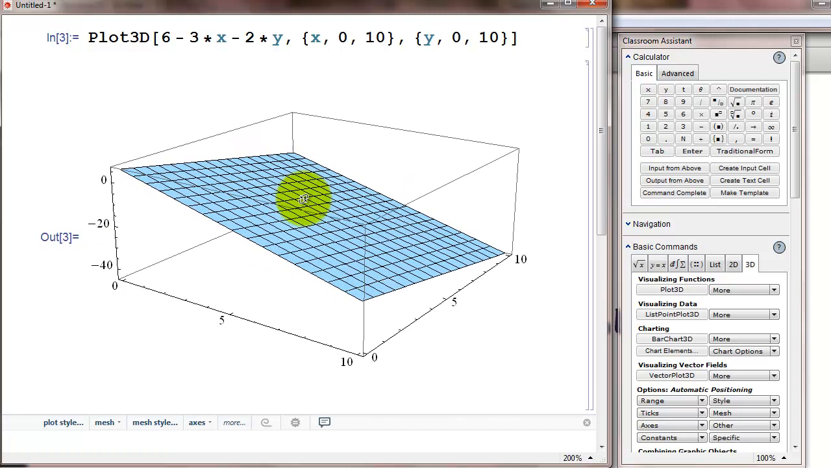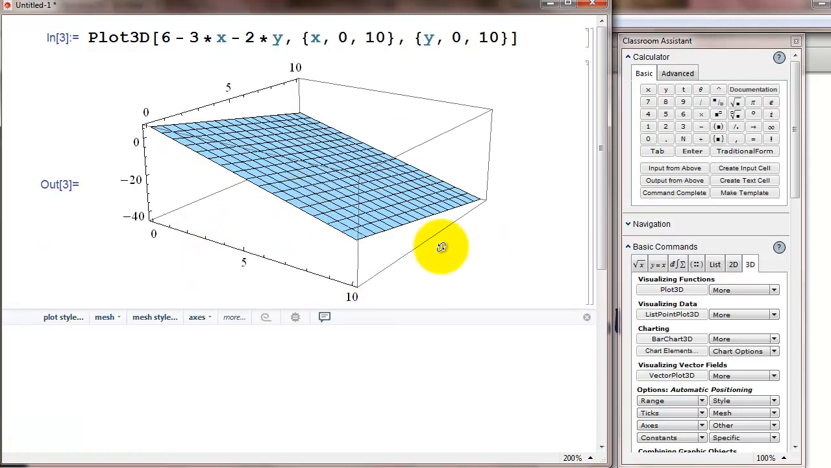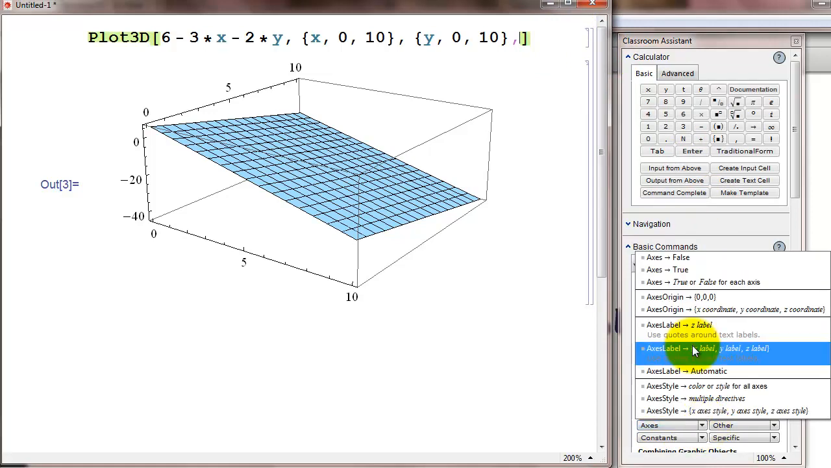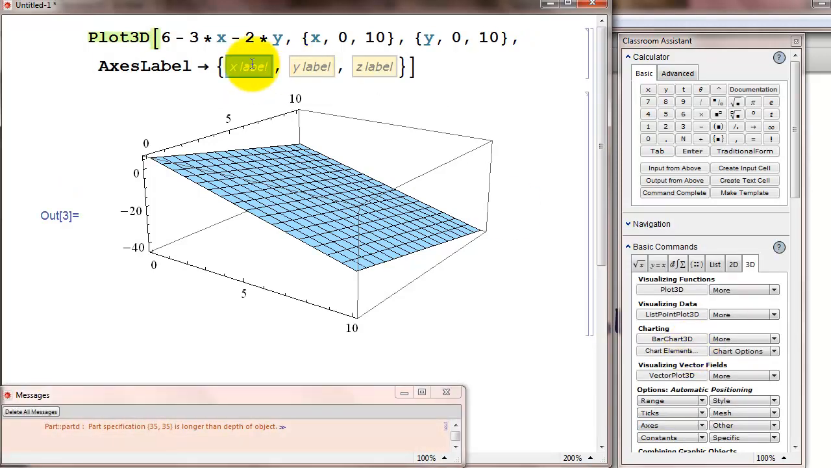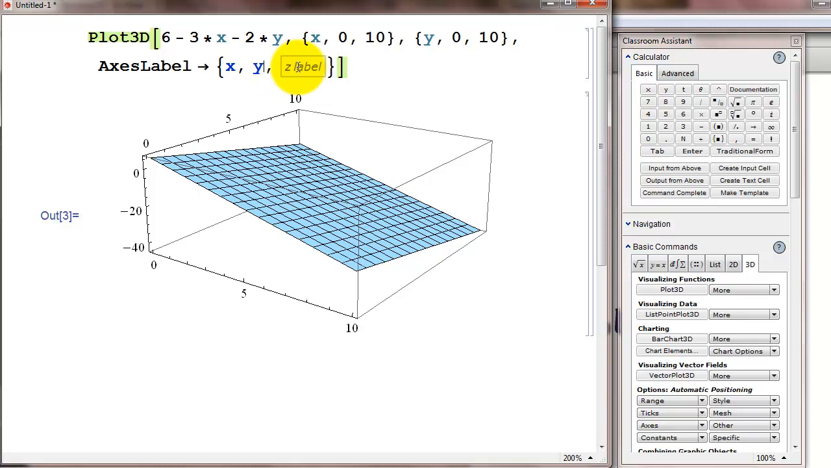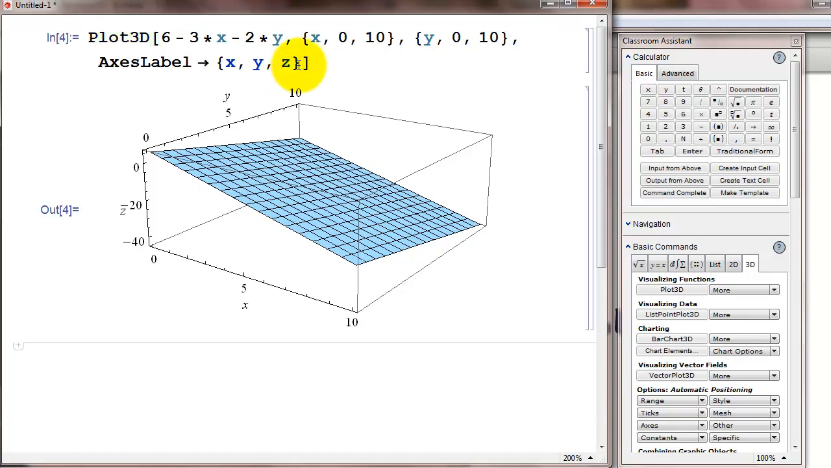So that looks pretty good, except we don't really know what is the x and the y and the z axis. So let's put a comma here and we'll put some extra options. So if we go over to options and click on axes, so let's click on axes label and we'll choose x, y, and z.